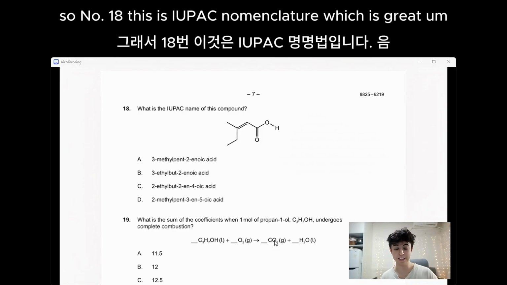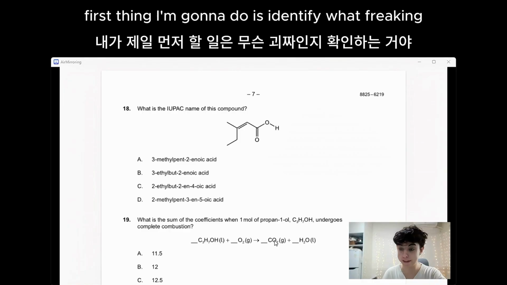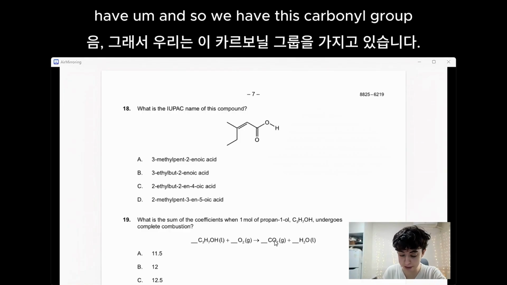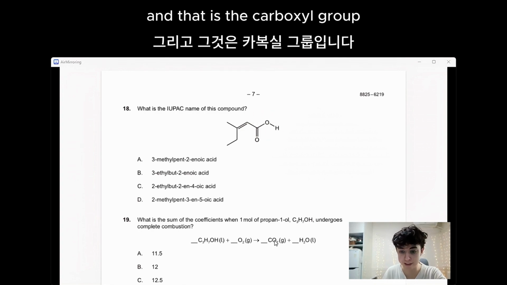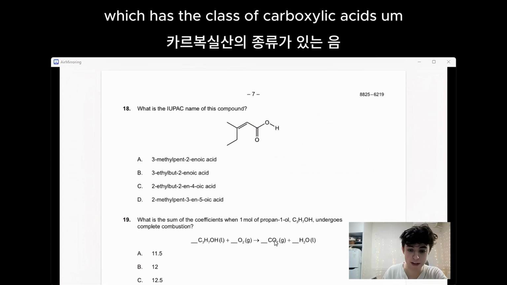Okay, so number 18, this is IUPAC nomenclature, which is great. The first thing I'm going to do is identify what functional group we have. And so we have this carbonyl group, this hydroxyl group. They have had a baby, and that is the carboxyl group, which has the class of carboxylic acids.